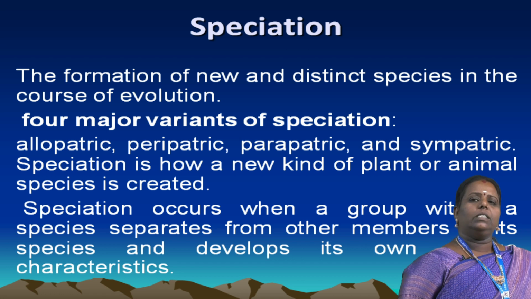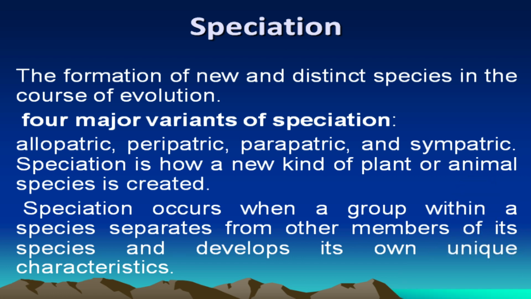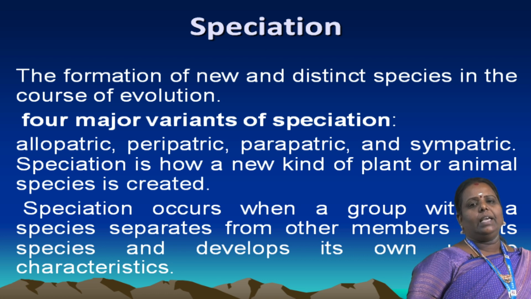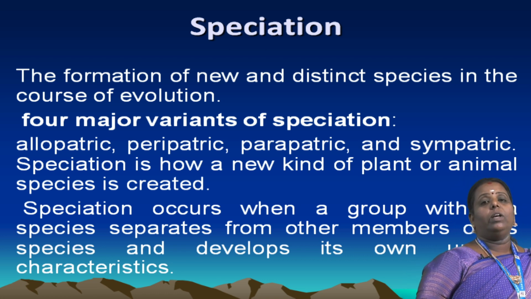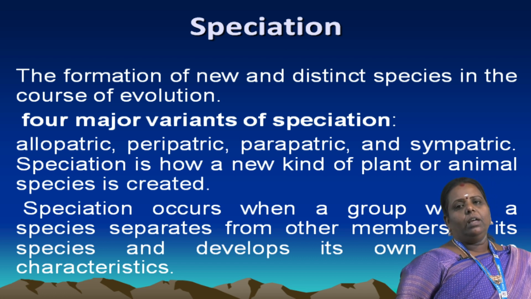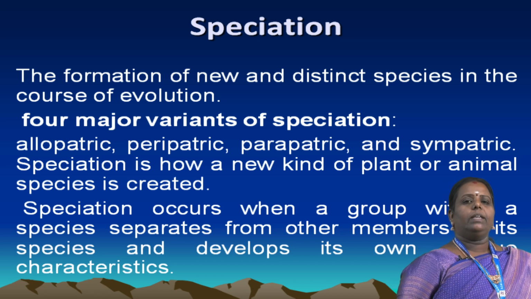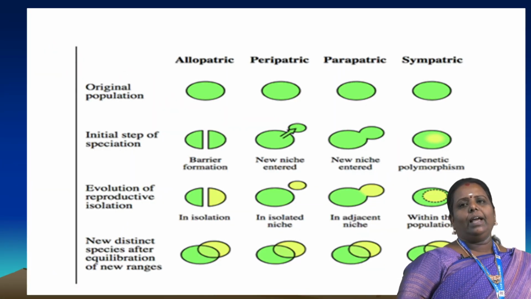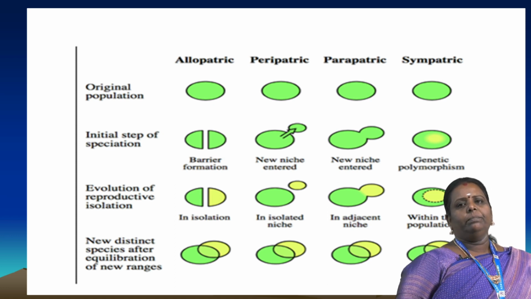Speciation occurs when a group within a species is separated from the other members of the species and develops its own unique characters. It does not resemble the same characters. Food habit, adaptation, and the formation of young ones all vary from the ancestor species. This picture shows the meaning of allopatric, peripatric, parapatric and sympatric speciation.